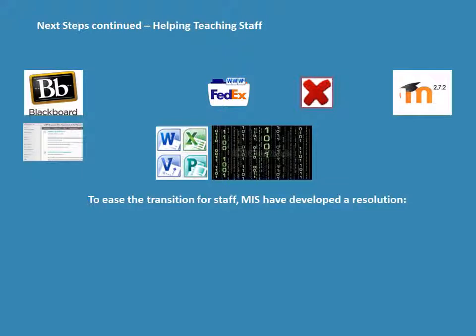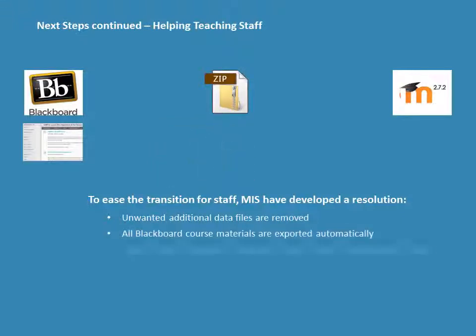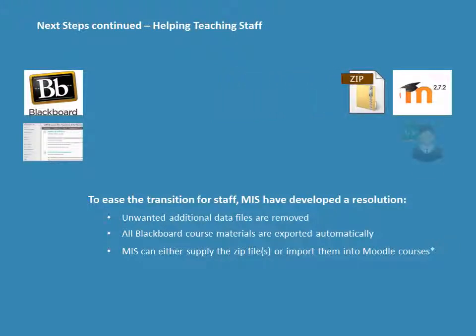But to ease transition, MIS have developed a resolution for this. For all the existing Blackboard courses they want to take across, we can strip out all the additional data files at the touch of a button with this new system we've come up with. All the course materials are exported automatically into zip files, and then we can either supply them to the staff or import them into Moodle courses for the staff. But this is the proviso: staff would be responsible for organising the course structure, because obviously that's all curriculum based, and on the support side of things we have no idea what they want to do with that.